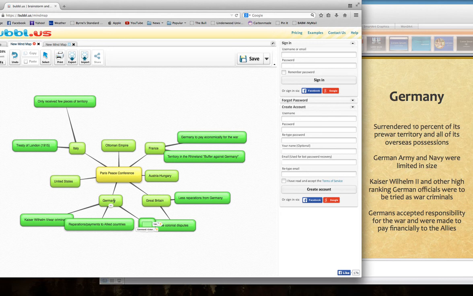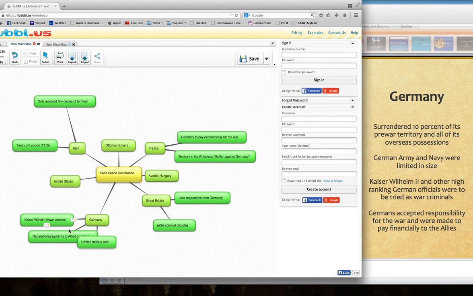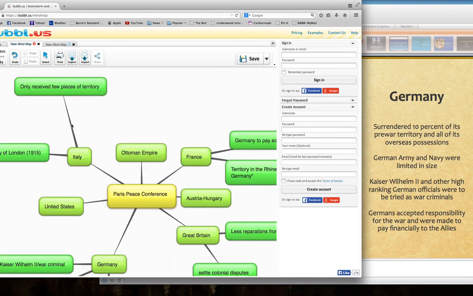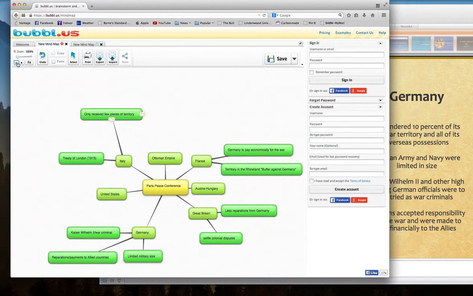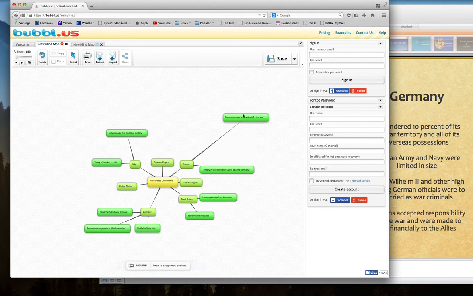And we already got the reparations from before, when we were talking about France. So we will also talk about limited military size. We'll move that right there. We just spread this out a bit so it'll be a lot easier to read. And that's what's nice about this mind map, is that you can move it around, you can organize it the way you see fit, and have it color code the way you want to. So it'll be a lot easier for you.